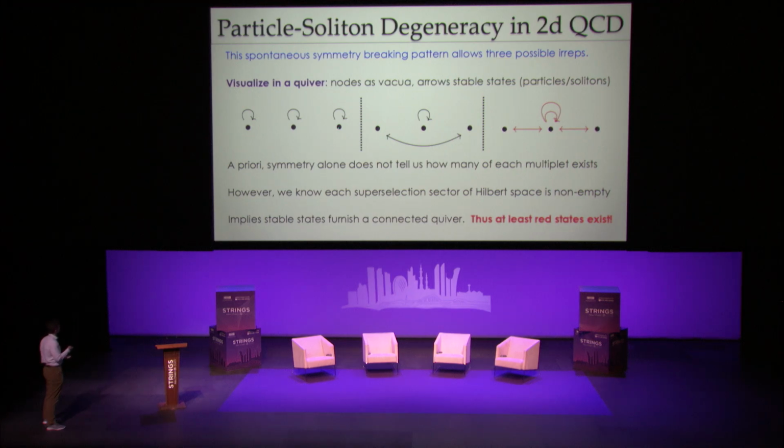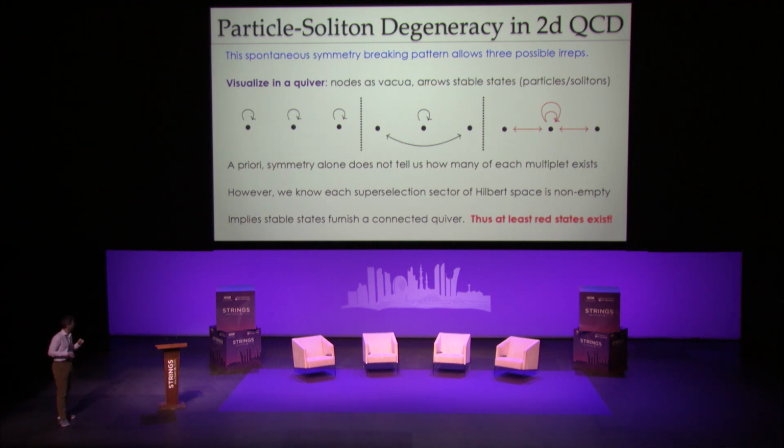Here is one. You have 3 vacua and lonely particles dancing above each vacuum. Here's another where you now have a soliton pair. And here's a more intricate pattern where you have soliton-anti-soliton between 2 different sets of vacua and also 2 stable particles. And a priori, symmetry does not tell us how many of each of these kinds of multiplets exist.